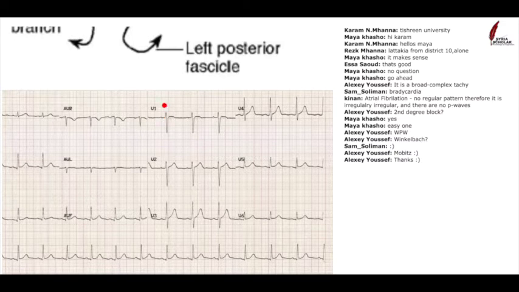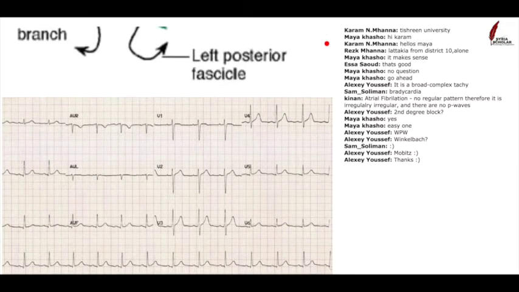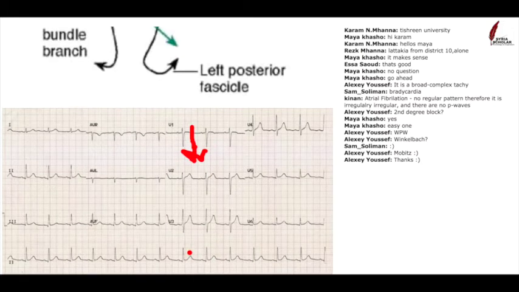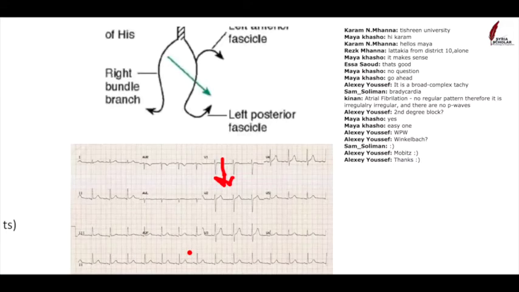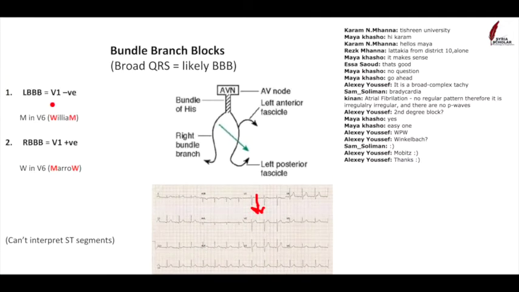And then once you've found a broad QRS, you look at V1. If V1 is negative, so if it's pointing downwards, then that is left bundle branch block. And if V1 is positive, pointing this way, then that is a right bundle branch block. And there's a mnemonic trick to remember that. You can also look at V1 and V6 and say that there's a word, William Marrow.